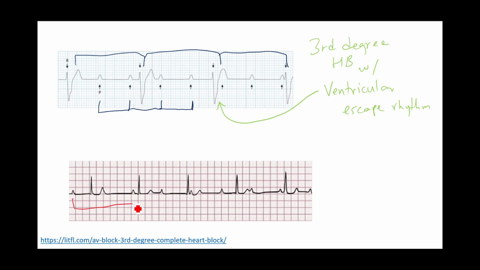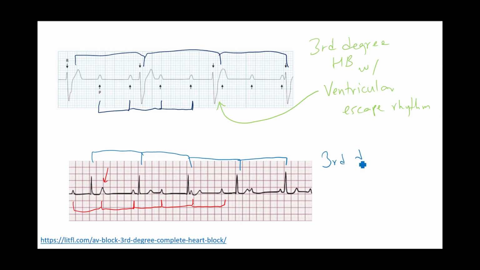Let's look at the one in the bottom. Again, we have these P waves firing at their own rate. Notice how this P wave is hidden within the T wave. But we do have these P waves firing at their own rate. And we also have QRS complexes firing at their own consistent rate. Even though it looks like there may be some association between P waves and QRS complexes, there aren't, because they're both firing at their own rate, independent of one another.